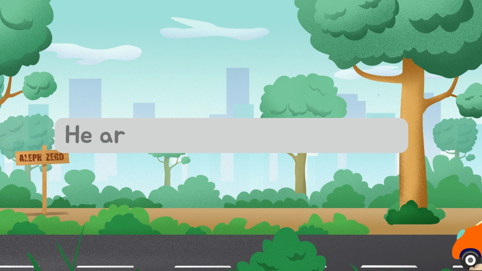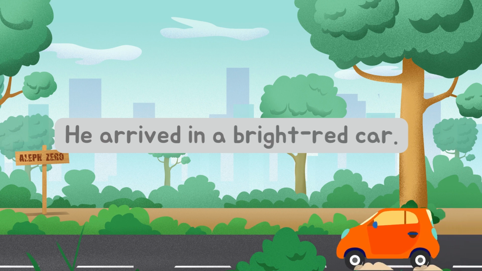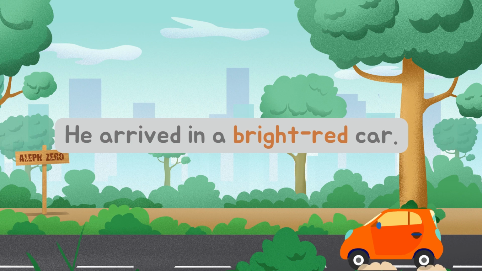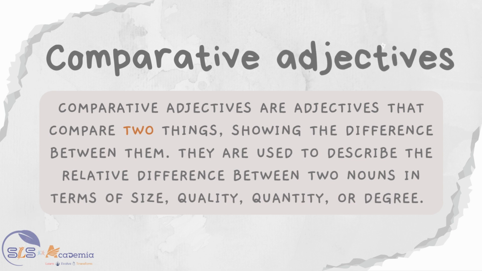Let us take another example. In the sentence, "He arrived in a bright red car," bright red is a compound adjective describing the noun car. The combination of bright and red creates a more specific description of the color of the car. Okay, so the next type of adjective that we will be learning about is comparative adjective.